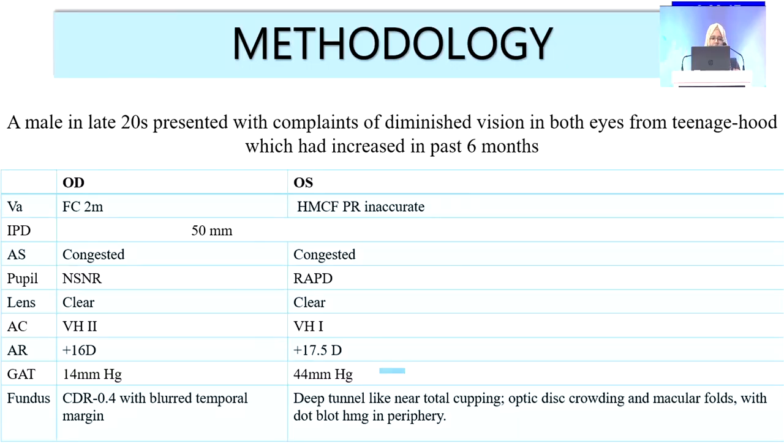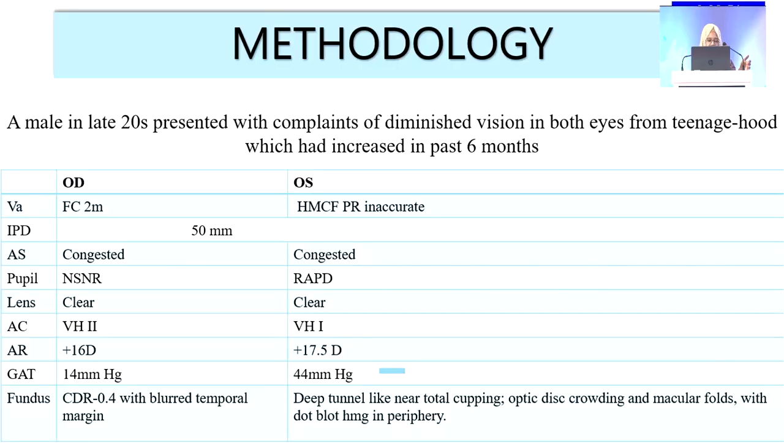So to begin with, we had a male patient in his late 20s who presented with complaints of diminution of vision, which was since early teenagehood, which has increased in the past 6 months. So the vision was finger counting 2 meters and hand movements with inaccurate PR. He had RAPD in the left eye, clear lenses, shallow AC in both the eyes, and the AR showed a refraction of plus 16 and plus 17 diopters. IOP on applanation tonometry was 14 and 44 mm of Hg.